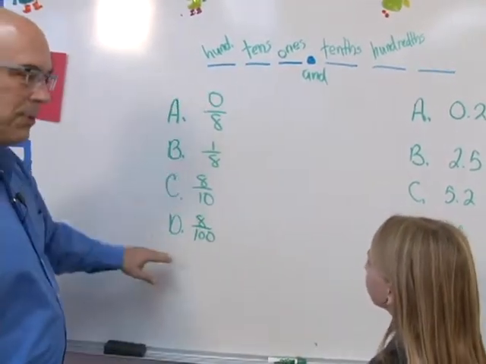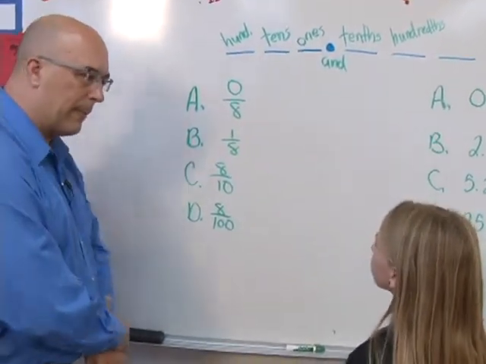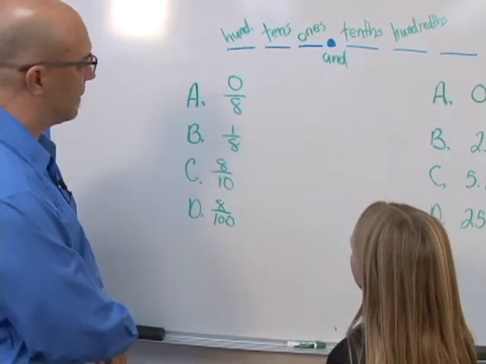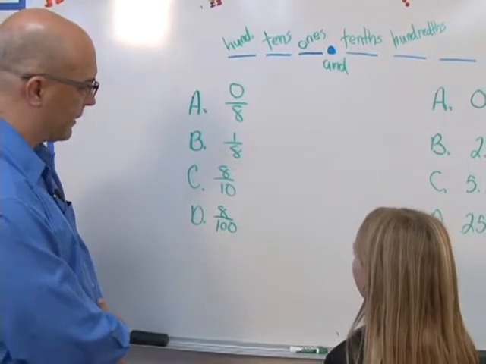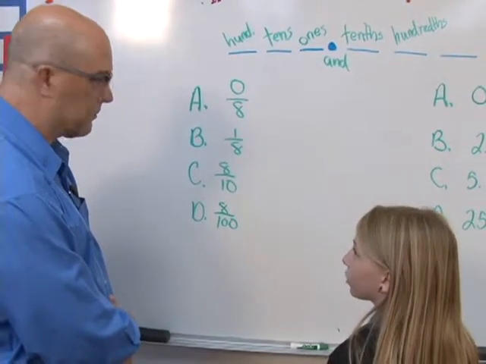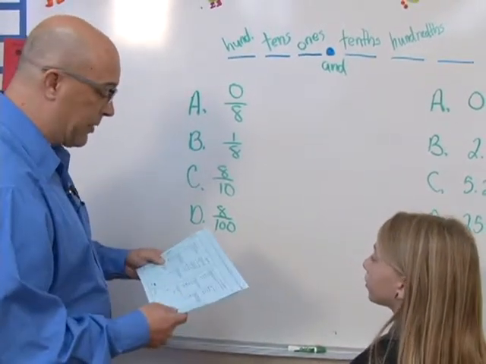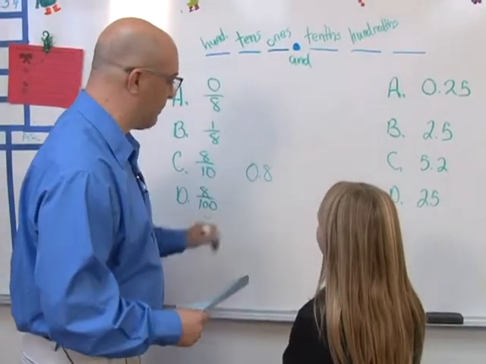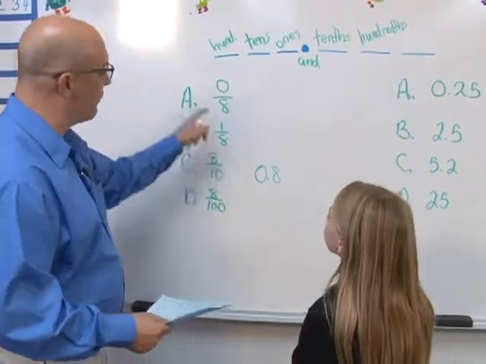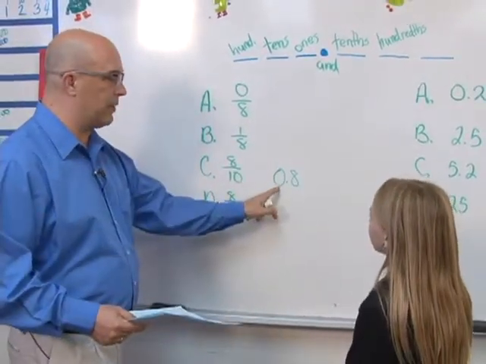Can you read the options for us that we have for answers? 0 out of 8, 1 out of 8, 8 out of 10, and 8 out of 100. Perfect. Here's the problem. KATELYN lives 0.8 miles from the mall. So 0.8 miles from the mall. Which of the fractions is equal to 0.8?